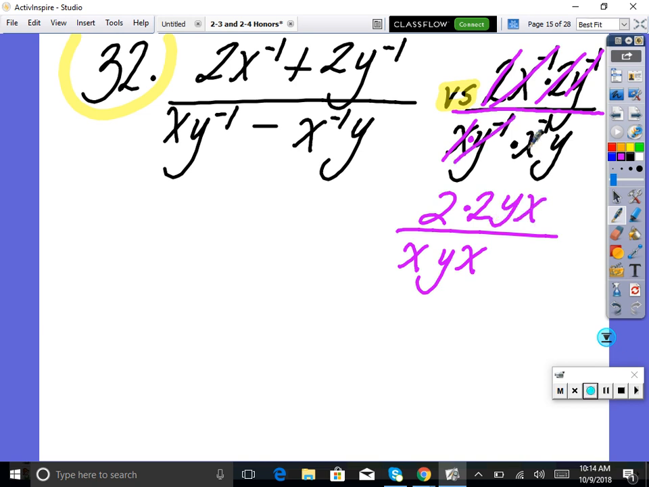x on top, wouldn't it? Because this would go up. And then y on bottom. So that would have been 4xy over x squared y squared, and then we could simplify it. We can't do that with this problem.